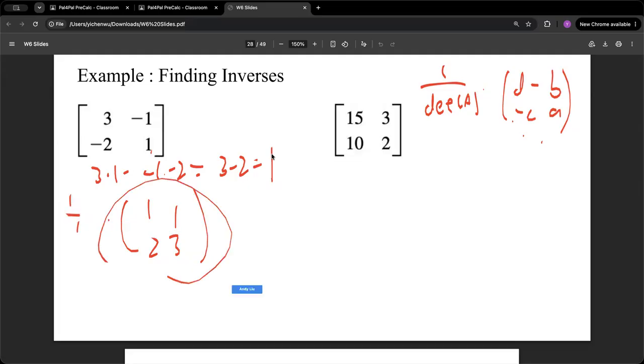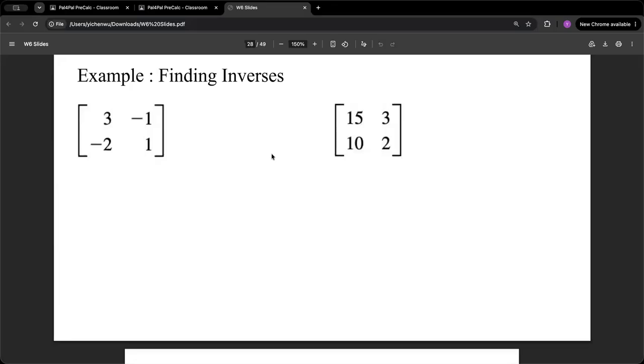So it's just this. And for the second one, if we try to compute the determinant, it's 15 times 2 minus 3 times 10. That turns out equal to 0. But you can't divide by 0. So this is a very important fact about inverses: if the determinant of a matrix is equal to 0, then you can't have an inverse of that matrix. The inverse of that matrix will not exist. And that is very important to remember. And we can continue.